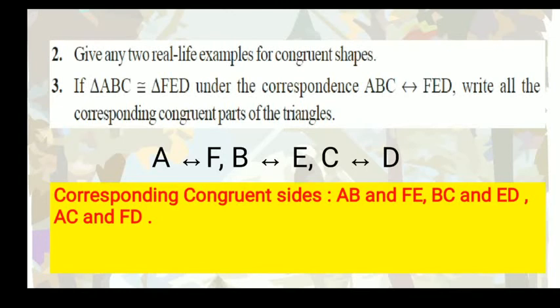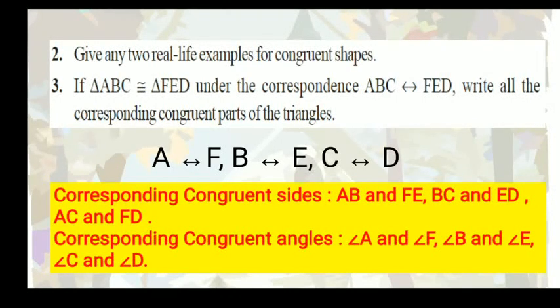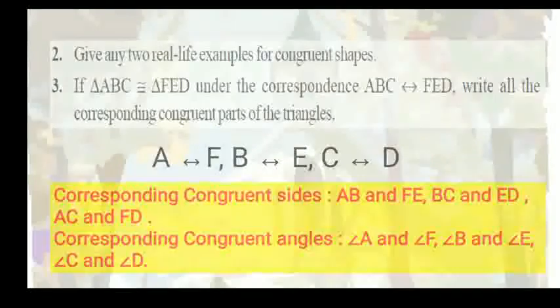So first one, let's see. Corresponding congruent sides: they are AB and FE, BC and ED, AC and FD. These are the corresponding sides. Now corresponding angles: angle A and angle F, angle B and angle E, and angle C and angle D. These are the corresponding angles of this congruent triangle. Based on the correspondence, this is what the conclusion is going to be. This is our inference.